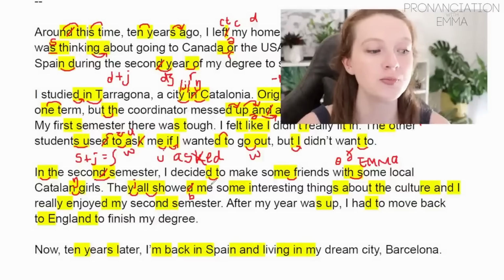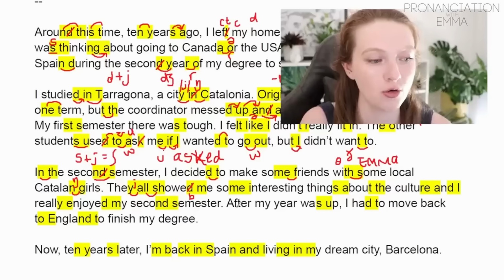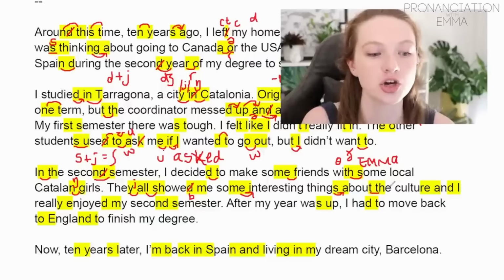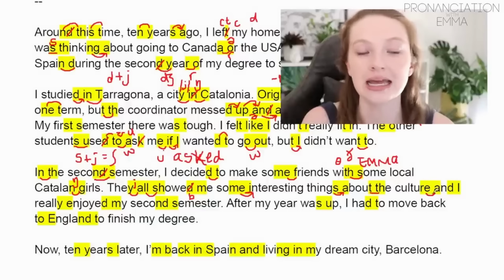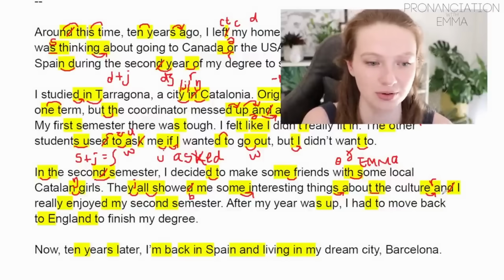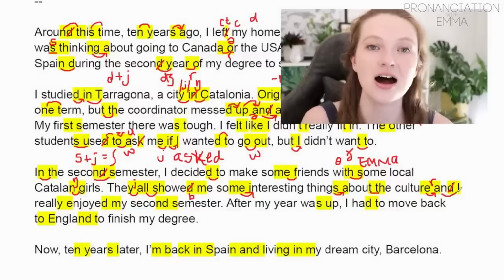They all showed me some interesting things about the culture. We've just got that normal linking R there. Culture and. Remove that d, because "and" is not important. Poor little "and".